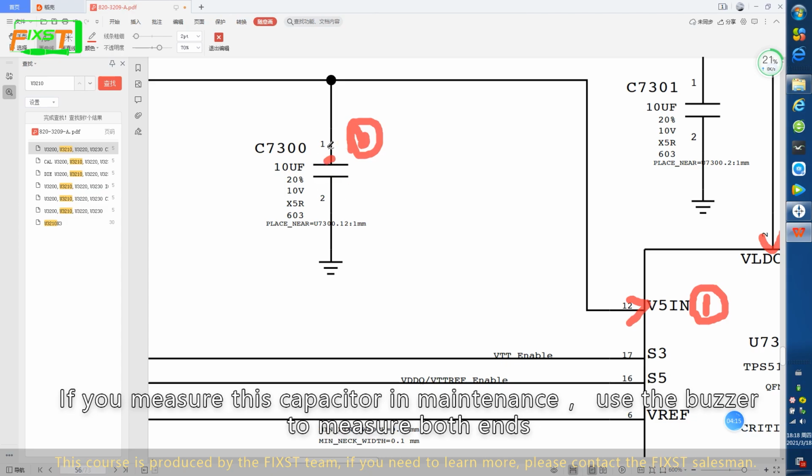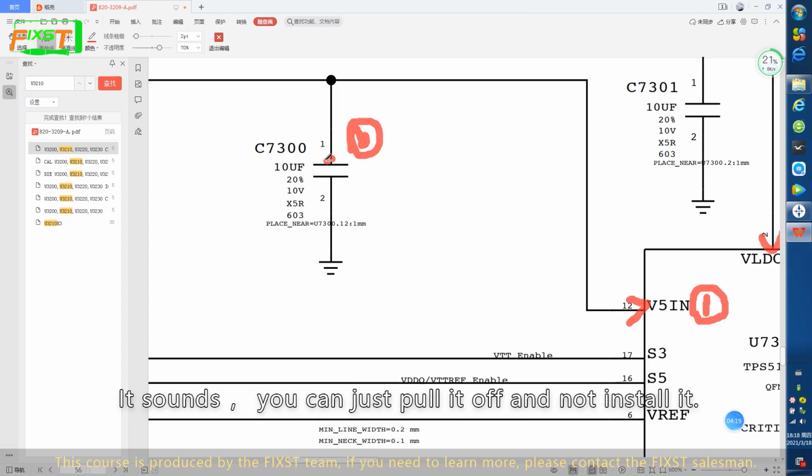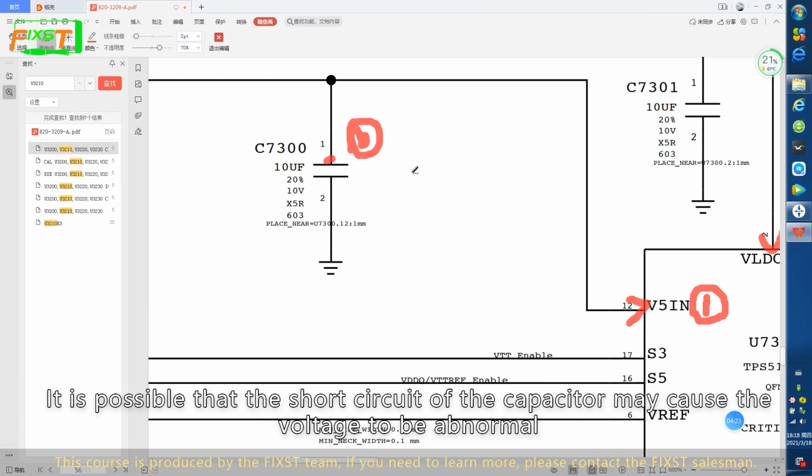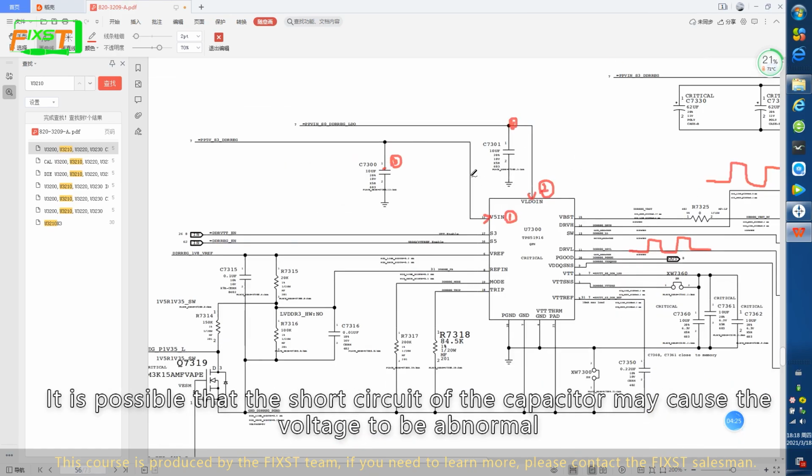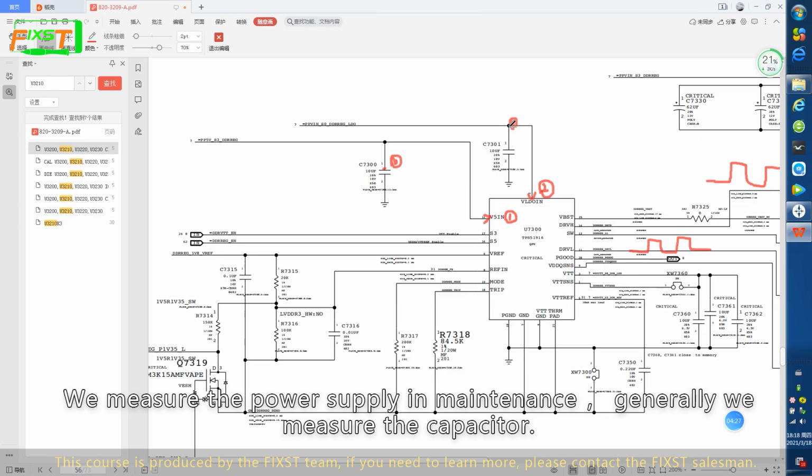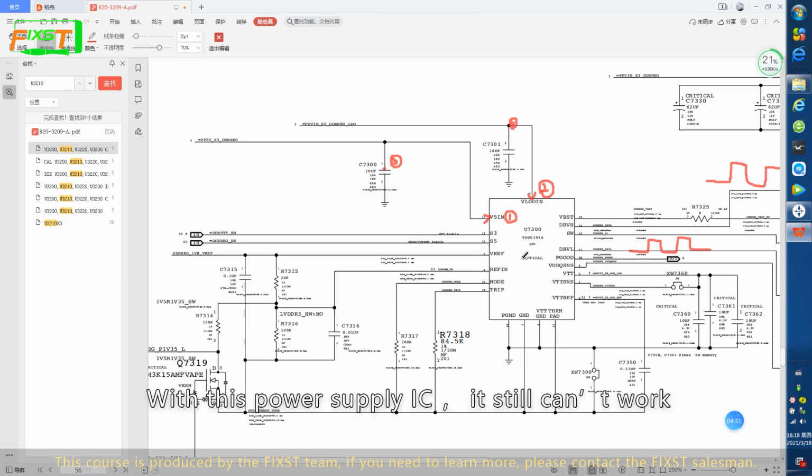If you measure this capacitor in maintenance, use a buzzer to measure both ends. If it sounds, you can just pull it off and not install it. It is possible that the short circuit of the capacitor may cause the voltage to be abnormal. We measure the power supply in maintenance. Generally, we measure the capacitor. With this power supply IC, it still can work.